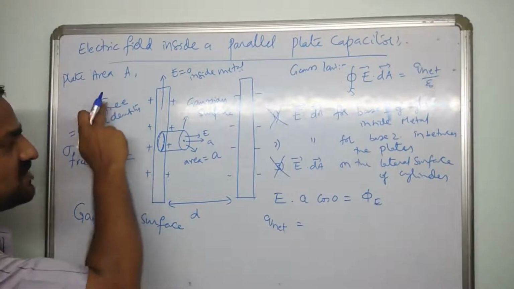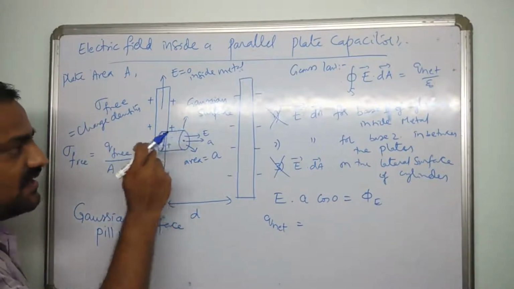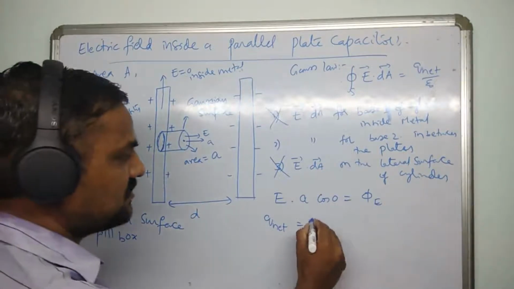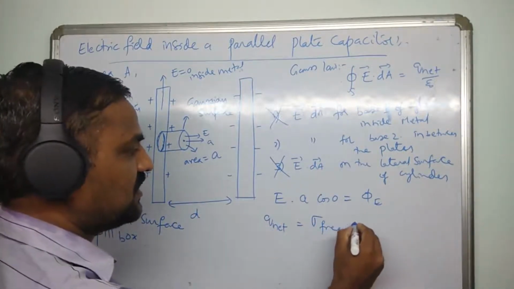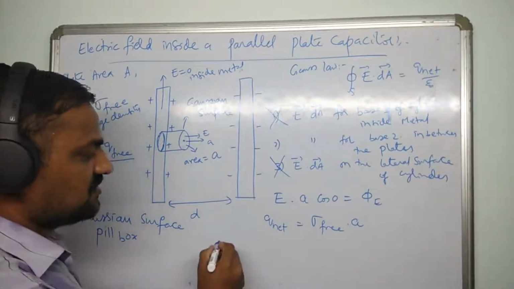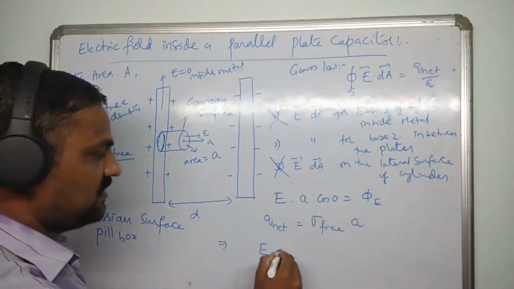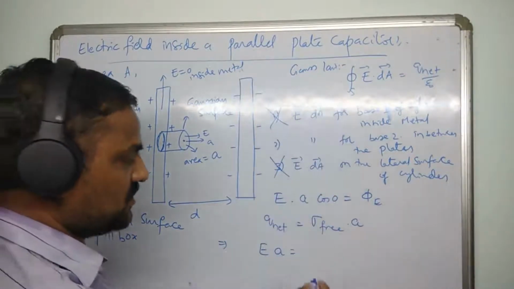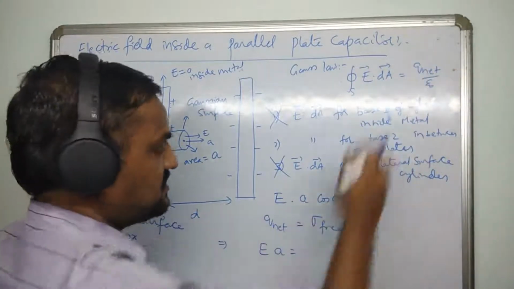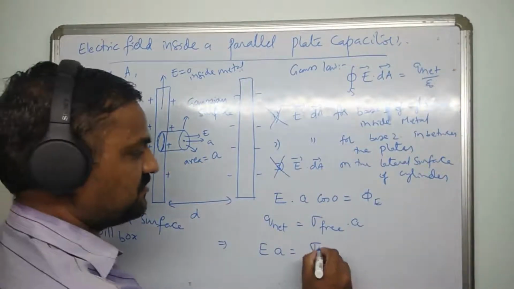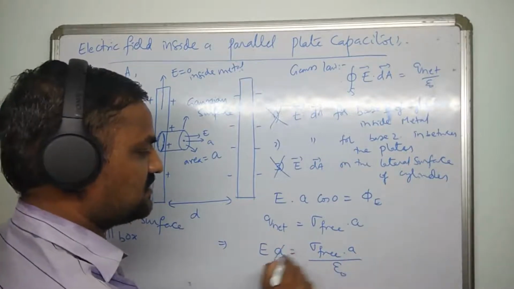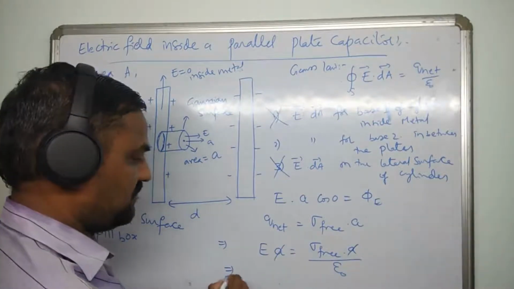And if you multiply this sigma with this small a, it is going to give you the charge contained here. So therefore, it is nothing but sigma free multiplied by a. This is the Q net. Therefore, Gauss law says that EA is equal to Q net by epsilon naught. This is the left hand side which I am writing here, and this is the right hand side which is Q net, which is sigma free times A divided by epsilon naught. Cancelling out A on both sides, we are left with E.